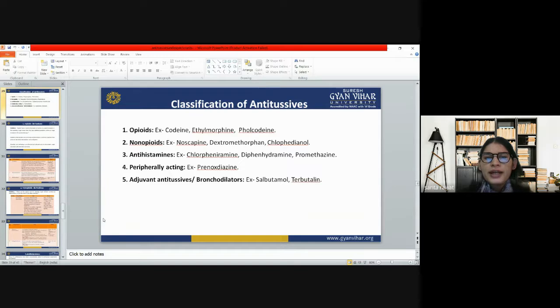Now we have classified antitussives into different categories. First is opioid. Opioids include codeine, ethylmorphine, pholcodine. Then we have non-opioids: noscapine, dextromethorphan, clofedanol. Then we have antihistamines: chlorpheniramine, diphenhydramine, and promethazine. Then we have peripherally acting, benzonatate. Then we have adjuvant antitussives, which we also call bronchodilators: salbutamol and terbutaline.